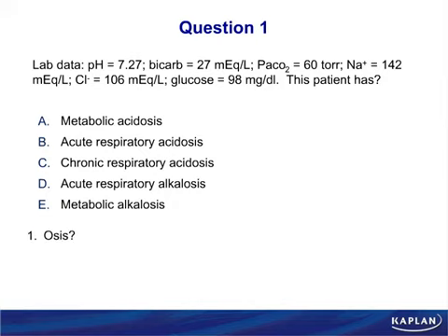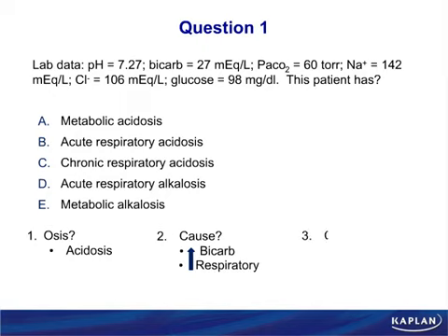Question number 1. What is the osis? I look at pH and it's low, so I have an acidosis. I then go over and look at that bicarb. It's 27. That's elevated. So I have an acidosis with too much base. That means I have a respiratory acidosis. Question number 3. Did they just get it or have they had it a while?